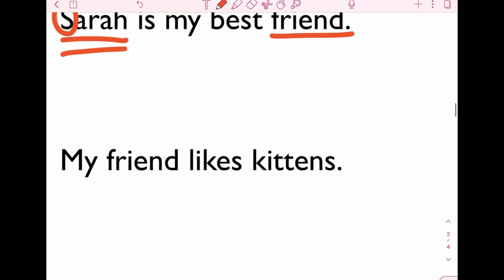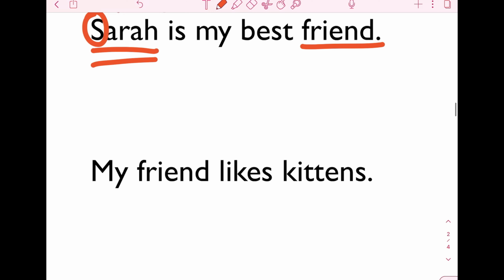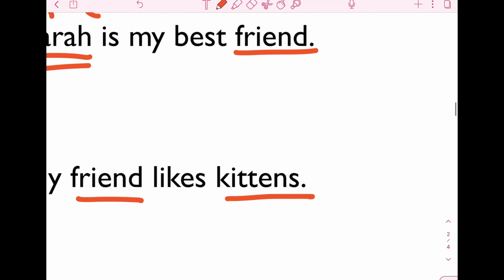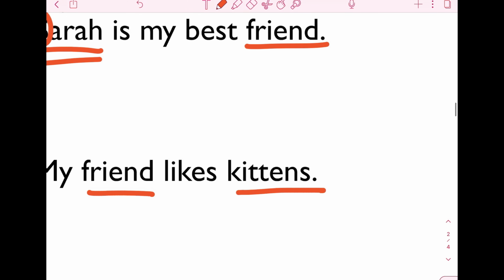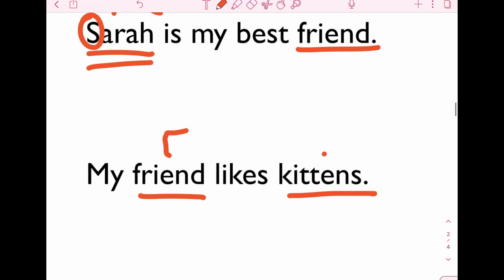Okay, next up, my friend likes kittens. So we have friend and kittens, but notice how nothing here is very, very specific. Sure, kittens is maybe a specific, like a baby cat, but we aren't pointing to one kitten in particular. Now, if we were pointing to one kitten, that would make that kitten a proper noun. So both of these are common nouns.